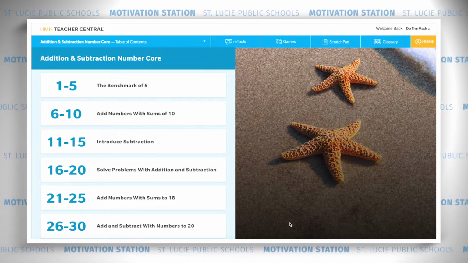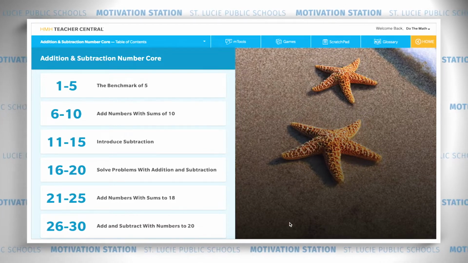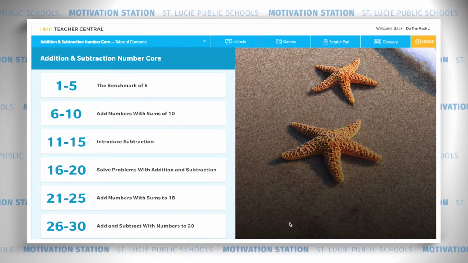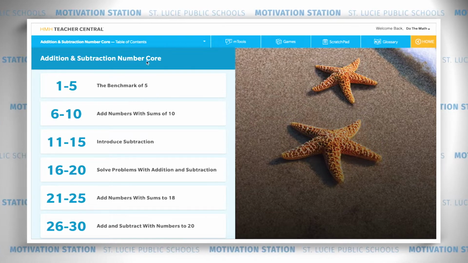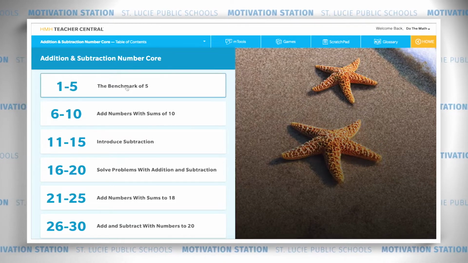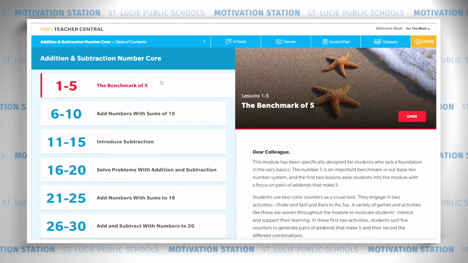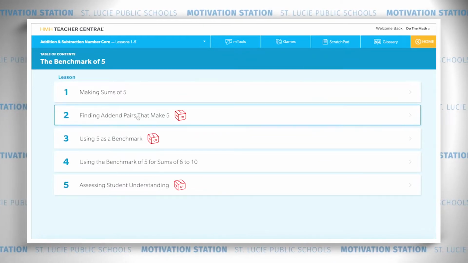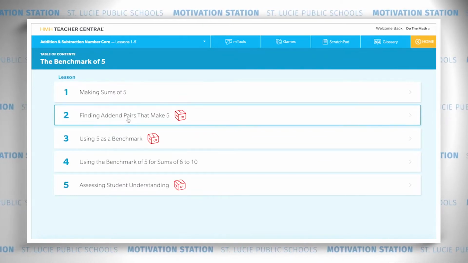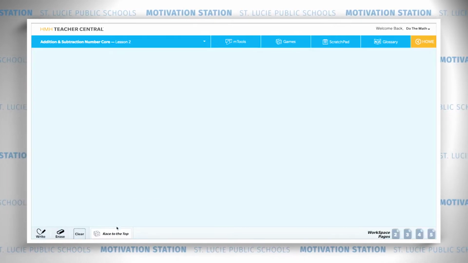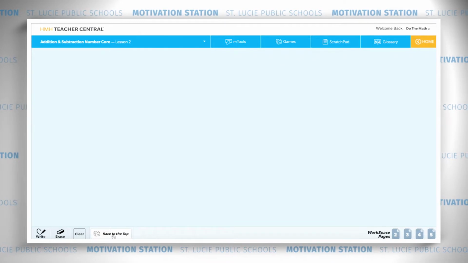And remember to use that information that your teacher gave you on how to log in, and you're going to go to your modules. Now we are working in lesson number 2 in Number Core because we're getting ready to go to 1st grade because you are big boys and girls. So let's click 1 through 5. That's where our lesson is. And we're in lesson number 2. We're finding all those different addend pairs that make 5. Okay, so we're playing the game Race to the Top, and you can see it down here. So let's click it.